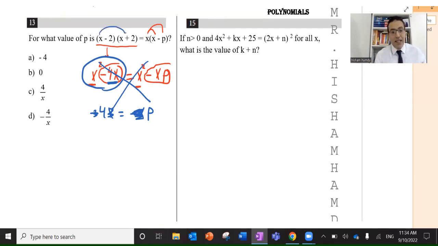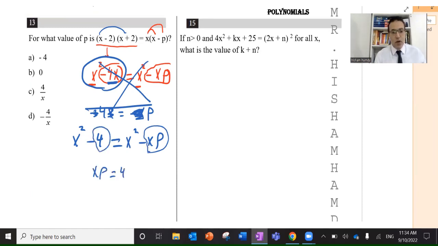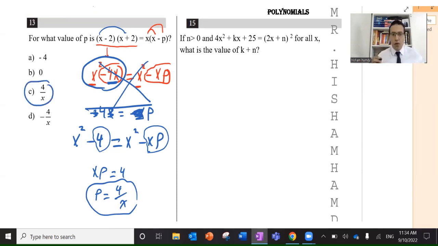When I expand, x by x gives me x squared, minus 4 without x. Without x is equal to x squared minus xp. So xp is equal to 4. So what is the value of p? It's 4 divided by x. I figured out p in terms of x. So sometimes the letter or the coefficient you are looking for may be in terms of another letter.